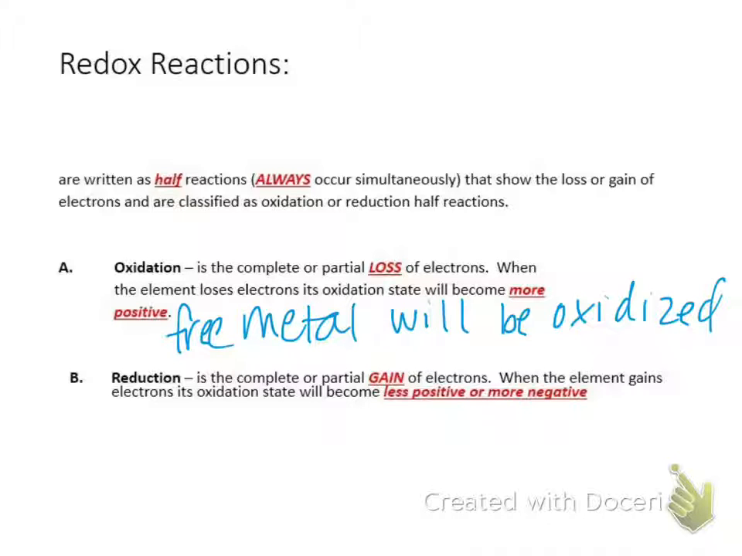Reduction is the gain of electrons. And because I'm gaining things that are negative, my oxidation state is going to become less positive or more negative. And the reason I say less positive is because let's say I've got something that's going from a +7 to a +2. It's clearly gaining electrons. It's gaining 5 electrons. But it's still a positive number. And so sometimes if I say more negative, kids get a little bit confused in their head and they're looking for a negative number. So it becomes less positive is the way we look at it.